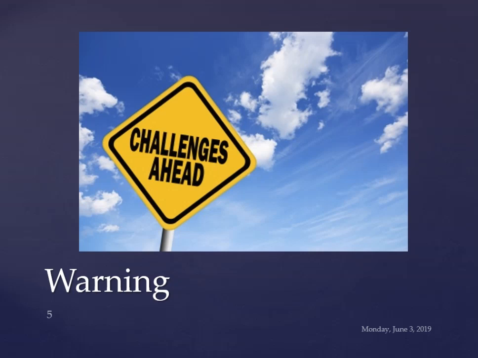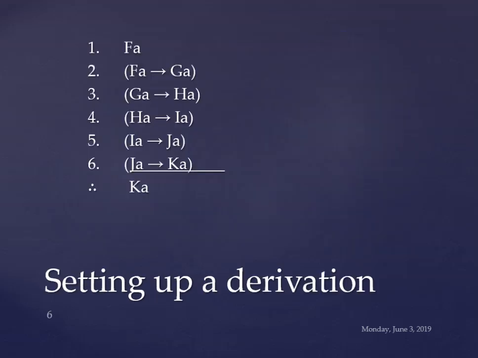And so I want to introduce you to the idea, at least, in this lecture, about how to set up a derivation. All right, so here's our traditional argument form that we've been looking at. We've got our numbered premises, and then we have a line that separates the premises from the single conclusion, and then the conclusion is marked off here by those three little dots.